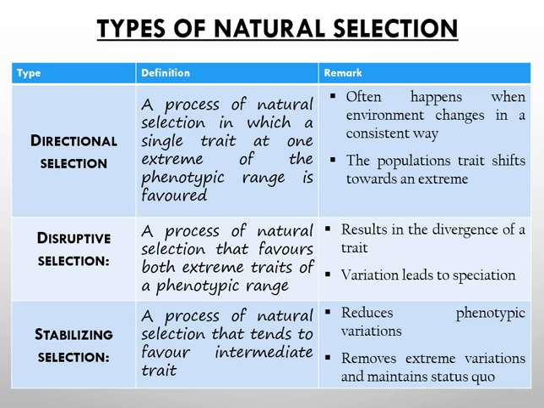Now, there are three types of natural selection. First, it's directional selection. It's a process of natural selection in which a single trait at one extreme of the phenotypic range is favored. It often happens when the environment changes in a consistent way, as you have already seen in the case of industrial melanism.